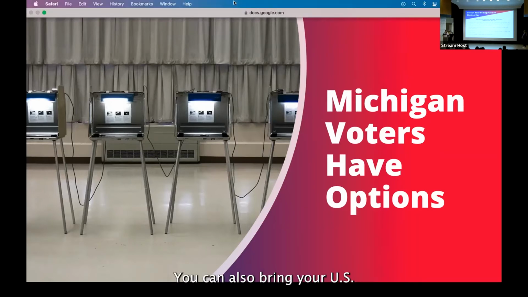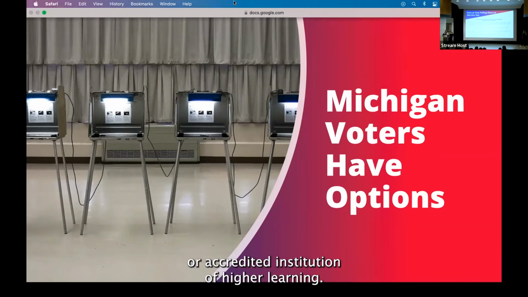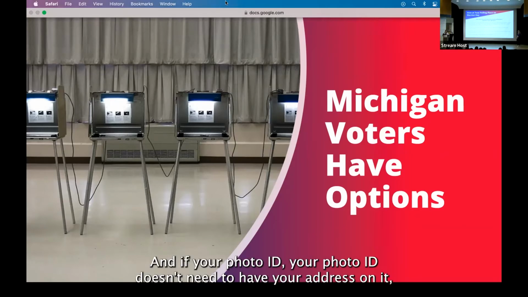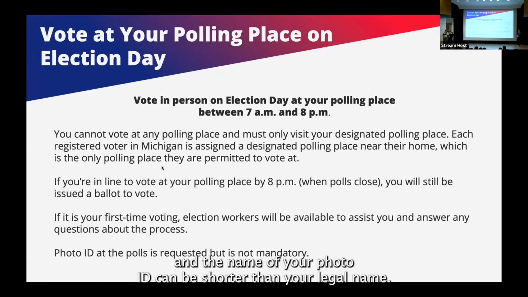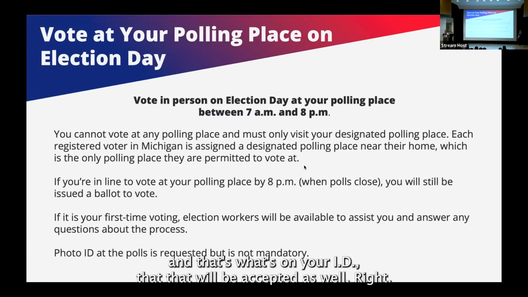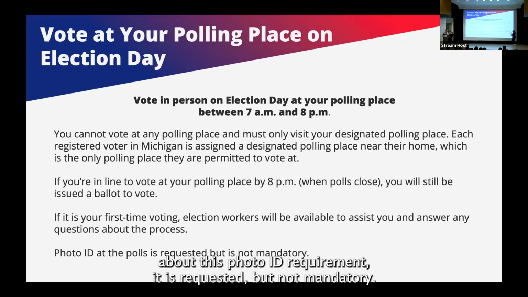But you can also bring your US passport, military ID with a photo, your student ID with a photo from a high school or accredited institution of higher learning, or a tribal identification card with a photo. Your photo ID doesn't need to have your address on it, and the name on your photo ID can be shorter than your legal name. So if your name is William, but you go by Bill and that's what's on your ID, that will be accepted as well. Great. And one important distinction about this photo ID requirement: it is requested but not mandatory.